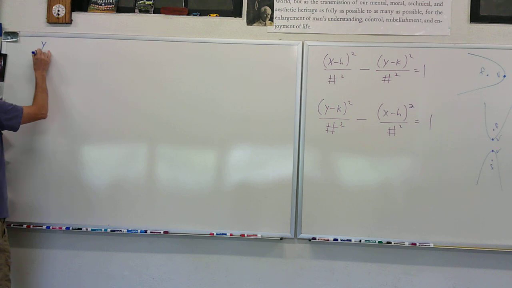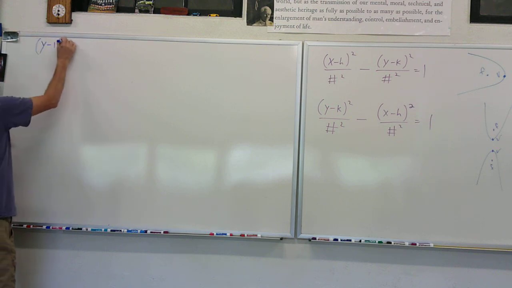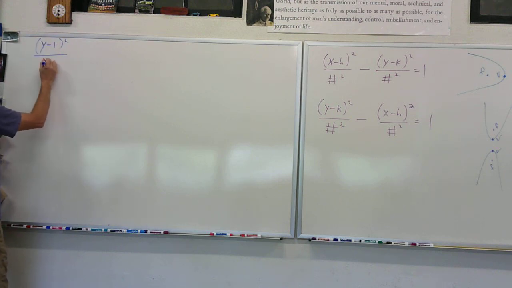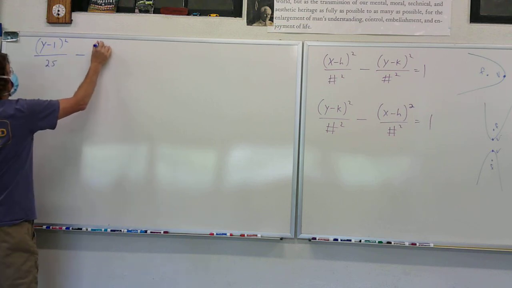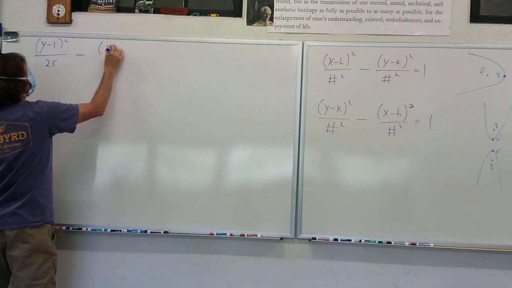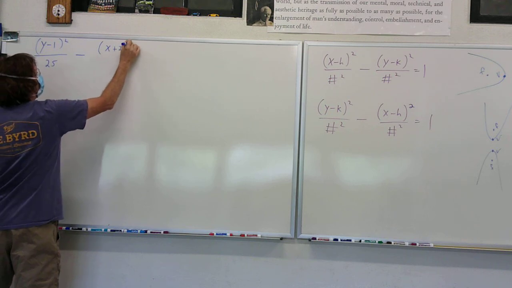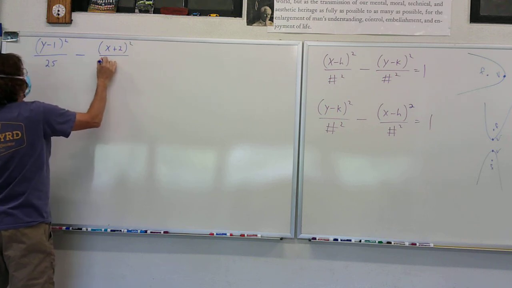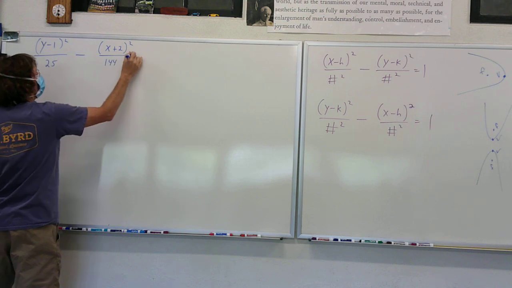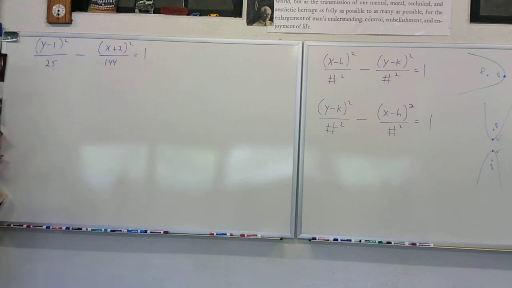Y minus 1 squared over 25 minus x plus 2 squared over 144 equals 1. All right. Key, make sure you realize it is y first. All right? We're going to find the center.